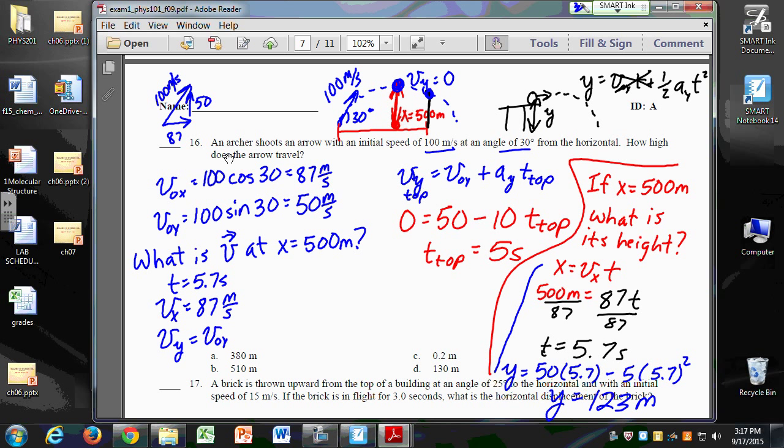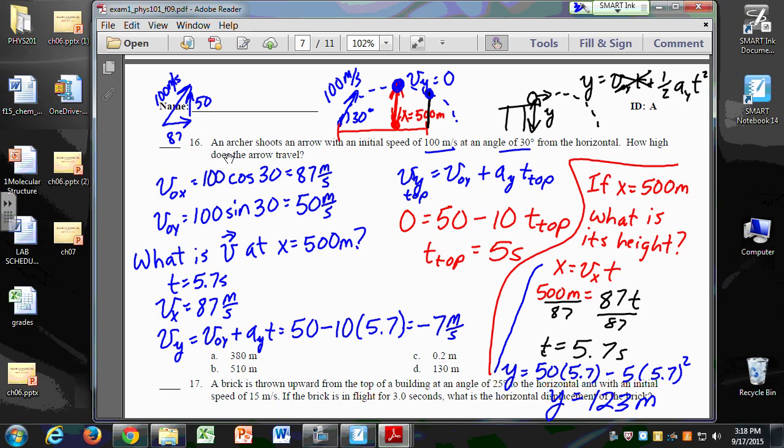Vy is V naught y plus Ayt. V naught y is 50, minus 10 times 5.7, is equal to negative 7 meters per second, as it should be, right? Because if it's on this downside, the velocity vector is pointing down now. It's not pointing up anymore. Its velocity is going in the negative direction. You with me, folks? Yeah.